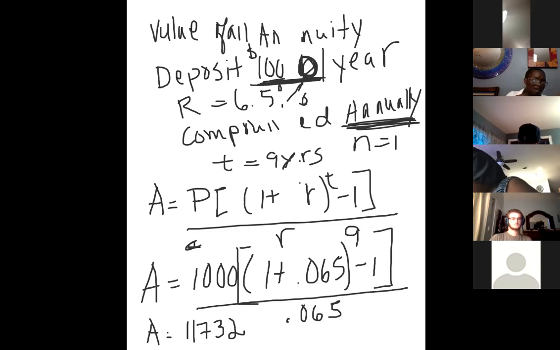But based on this, we started with $1,000 every year for 9 years. So at the end of 9 years, how much money would this individual have contributed to the account? $9,000. So the interest earned over the 9 years would be the $11,732 minus the $9,000, so the interest would be $2,732. You take the $11,732 minus $1,000 times 9, because this person is doing it at the end of every single year.